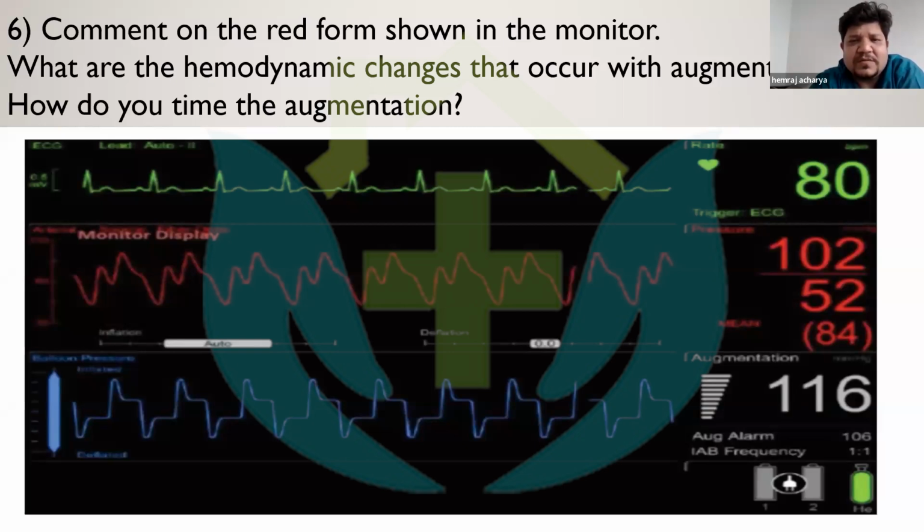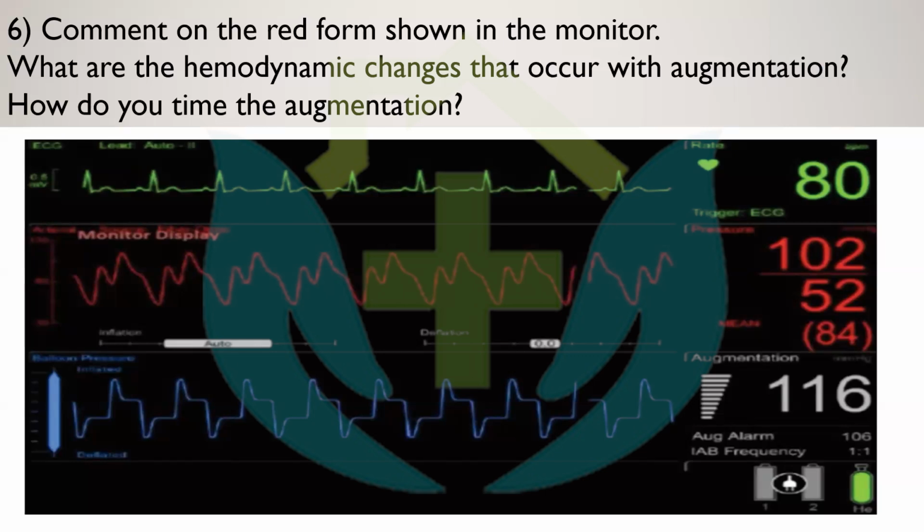What are the hemodynamic changes that occur with augmentation? So, sir, there is an increase in diastolic pressure, sir, which increases the coronary perfusion, sir. Okay. Last one. How do you time the augmentation? Sir, the balloon should be inflated at diastole and deflated at systole, sir.